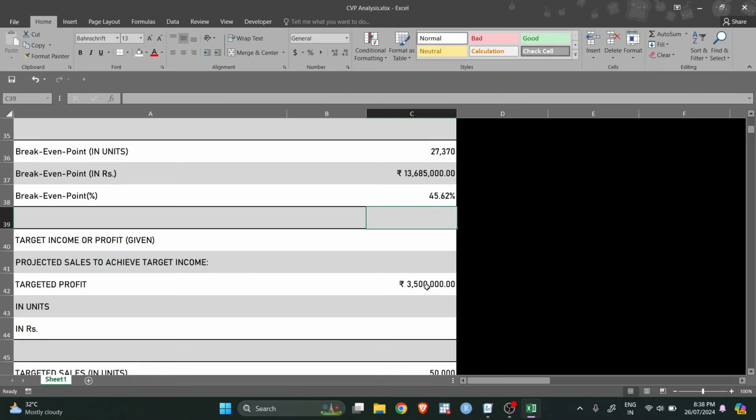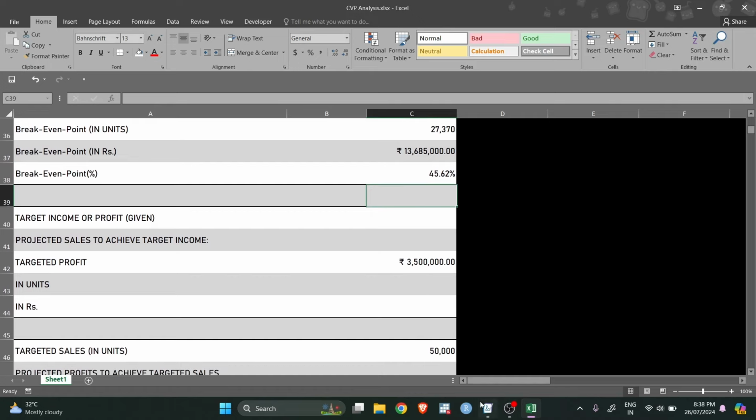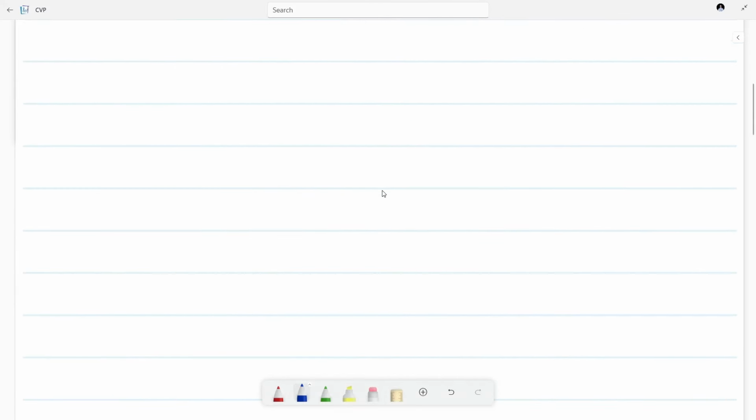So this is the targeted profit which has been given to us. Now I want to find how much quantity I need to produce and how much total revenue I need to generate. So let's see. Simple. Profit is nothing but total revenue minus total cost. And this time profit is given. We'll see on the sheet itself.